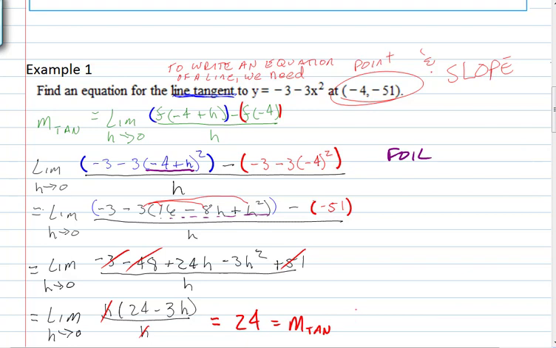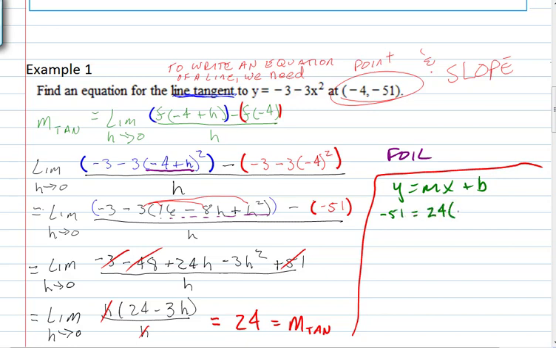So the instructions here were to write an equation of the tangent line. To write an equation of any line, we can use y equals mx plus b. What are we going to plug in for y? Negative 51. What are we going to plug in for m? What do we plug in for x? Plus b. So this is negative 51 equals negative 96 plus b. Is that right? All right, so then to move that over, we're going to add 96 to both sides.